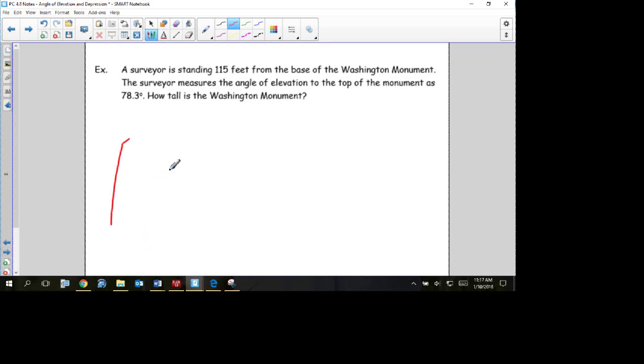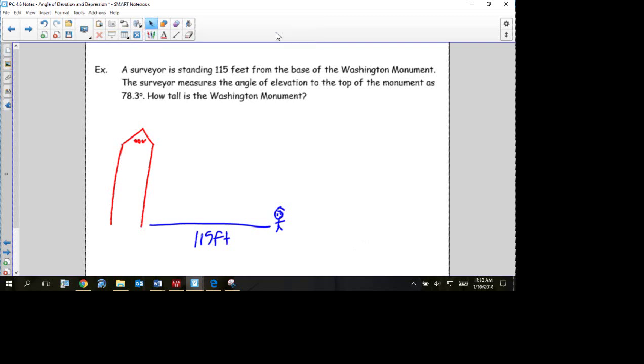So here, a surveyor is standing 115 feet from the base of the Washington Monument. So here's my Washington Monument. Here's some windows up there. So he's, or she is, 115 feet from the base. The little machine is going to tell us the angle of elevation to the top of the monument.